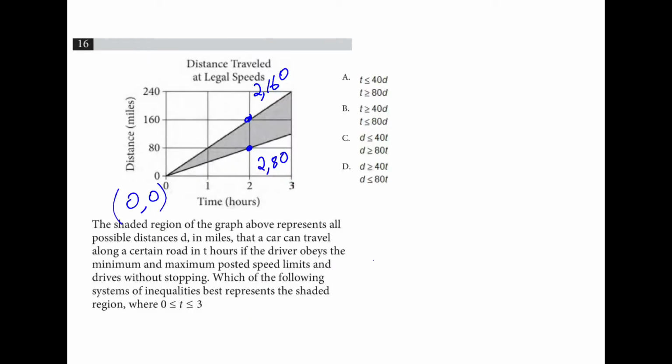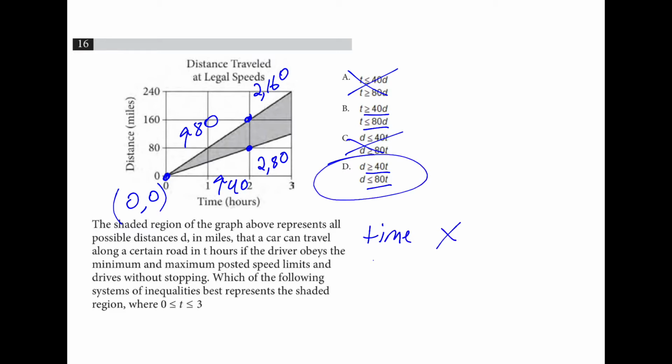So if I look at the points on this graph, I can identify the slopes. This one is going up at a rate of 80 for every hour, and this one's going up at a rate of 40 for every hour. So if I'm looking for bigger than 40 and less than 80, I actually see it twice. I can rule out A and C. And notice the difference here. T is bigger based on distance, or distance is bigger based on time. Well, time is always going to be your X variable. That's why D is the right choice here.